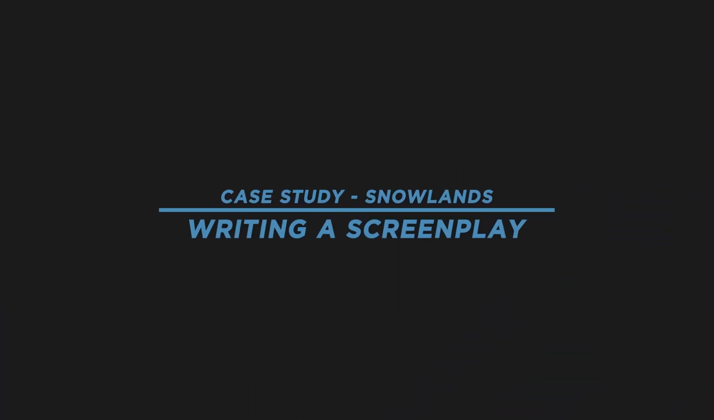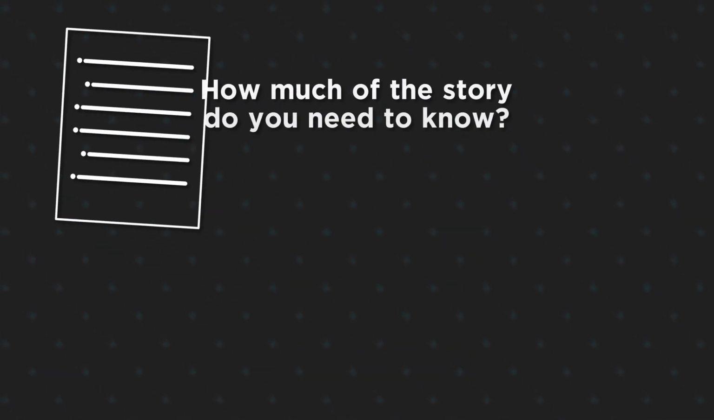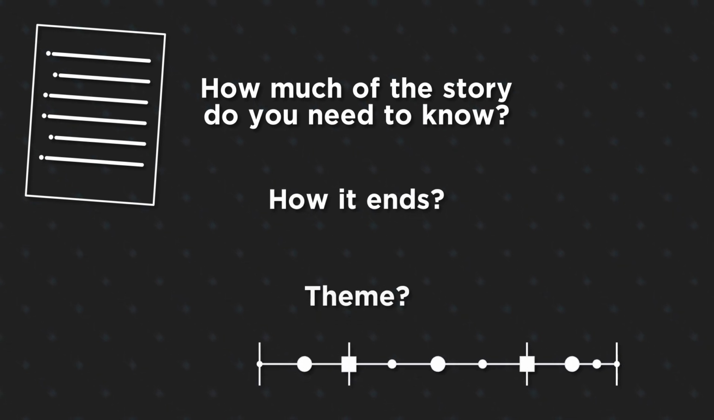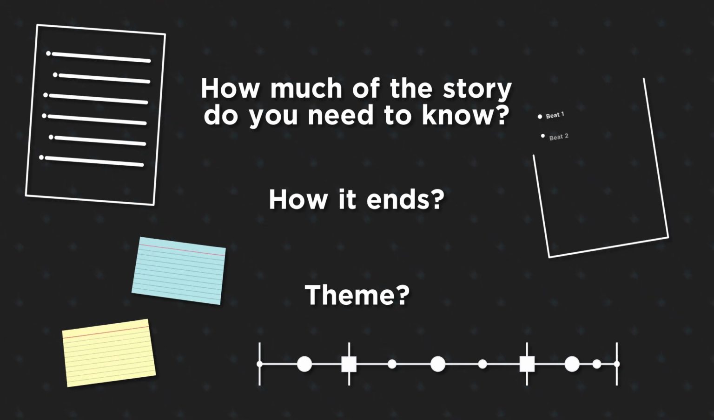The process of writing a screenplay. It's common advice to get through your first draft as fast as possible, so you'll have something to work with, and I agree. But how should you go about writing it? Do you outline the whole story or just wing it? How much of the story do you need to know before you start? Do you need to know how it ends? What about theme? Should you use index cards and post them on the wall? Maybe use beat sheets? Let's go over some of these concepts.